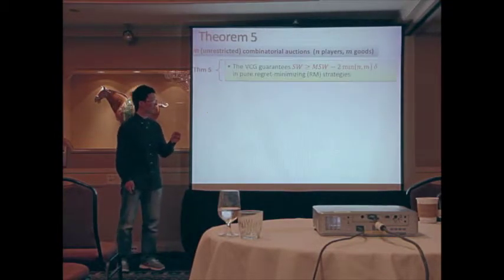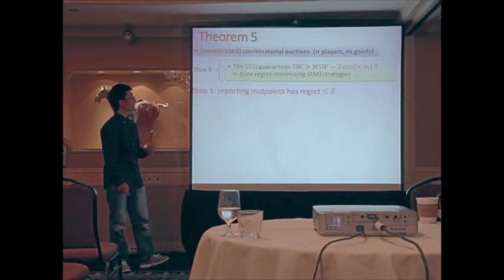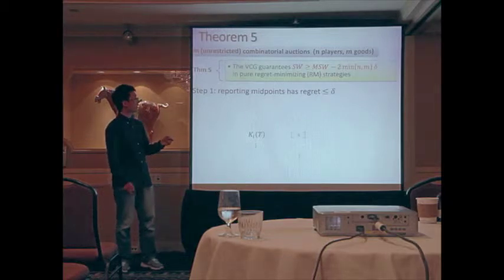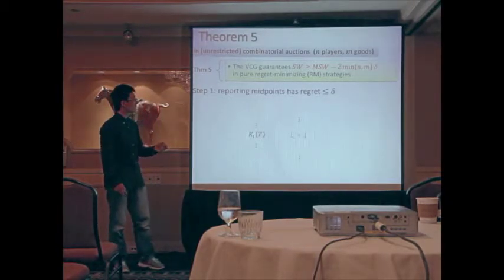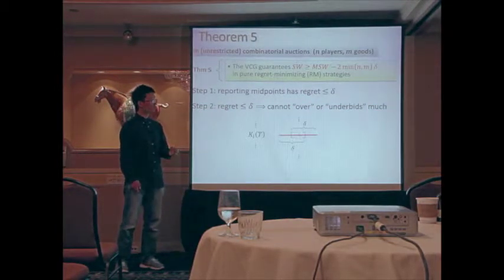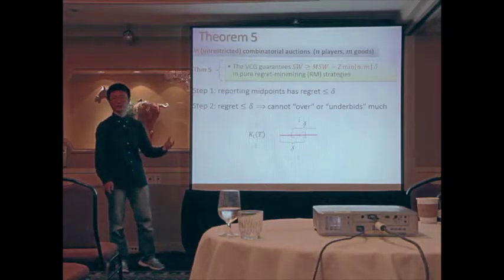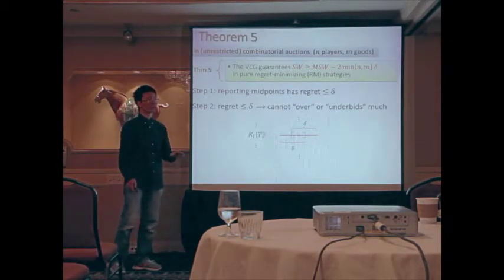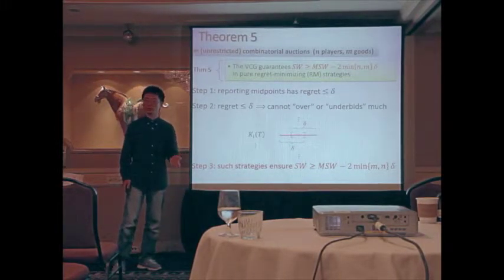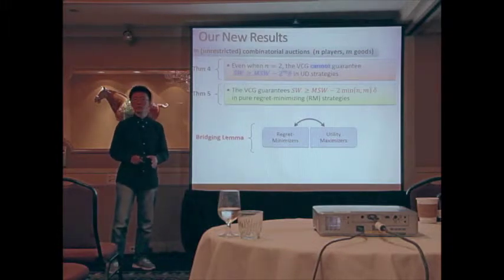Therefore, let's look at regret. In the regret world, things are very beautiful. For each player, reporting the midpoint is in fact a strategy with very low regret, regretting at most delta. On the other hand, every single strategy with low regret is not going to be very overbidding or very underbidding. It may still go out of the interval, but it will stay essentially close to the interval. These two steps are again non-trivial to prove, but together they would simply imply the social welfare guarantee. So this is so much about the statements of theorems 4 and 5.